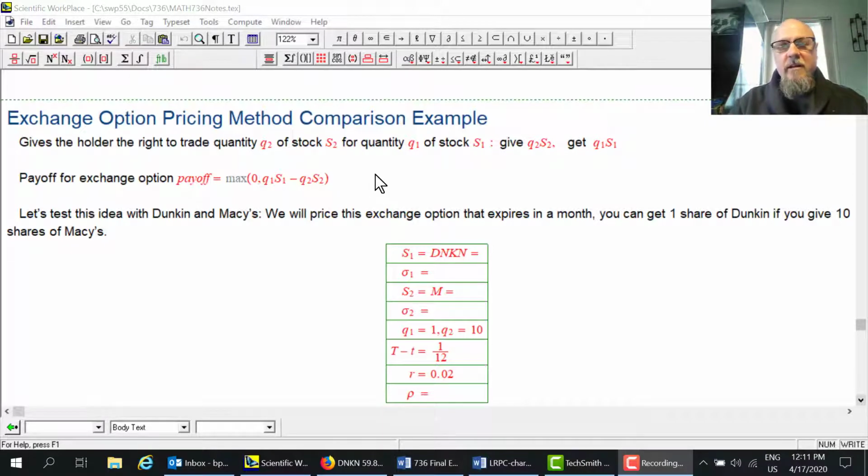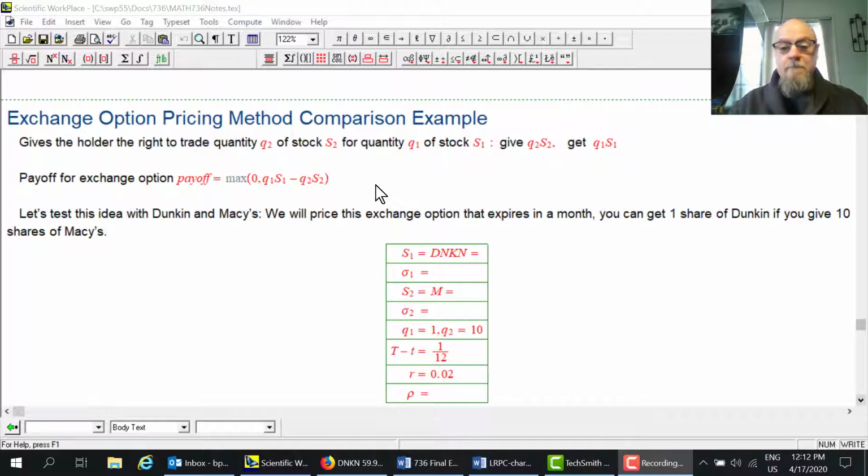So to test this idea, let's look at Dunkin' and Macy's. These Dunkin' Donuts and Macy's are the example that is often trotted out about stocks that are negatively correlated. You want to spend money on little treats for yourself. If times are good, you're spending at Macy's. If times are bad, you can't afford Macy's, so you're shopping at Dunkin' Donuts.